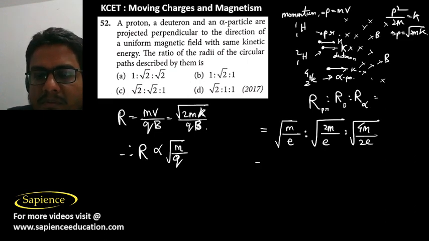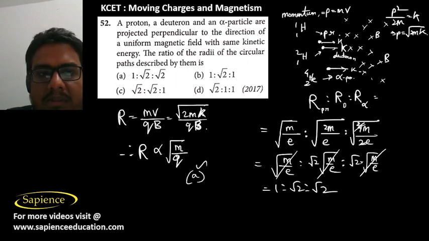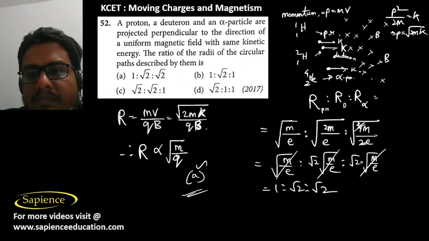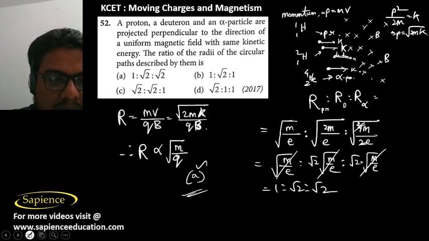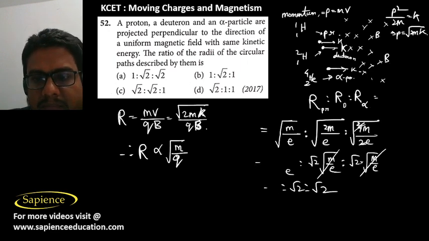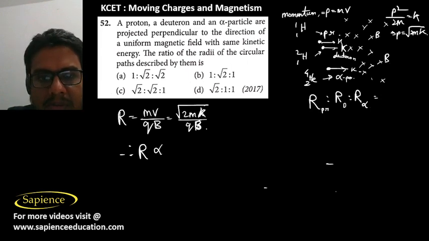So this will be root over m by e, this is root 2 into root over m by e, and this also is root 2 into root over m by e. So root m by e I can cancel out, so this is 1 is to root 2 is to root 2. So option A is the correct answer. Here, okay. Sorry, this charge is outside the root.